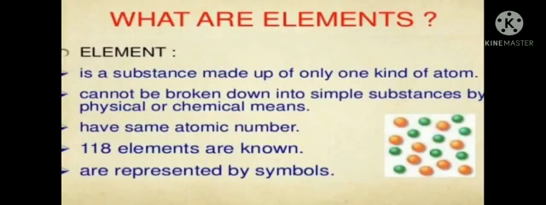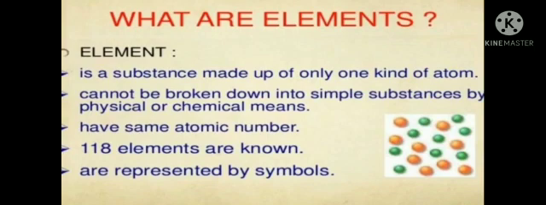What are elements? An element is a substance made up of only one kind of atom. It cannot be broken down into simpler substances by physical or chemical means. Elements have the same atomic number. 118 elements are known and are represented by symbols. Now, what are those symbols? We can see further in the chapter or in the next chapter.